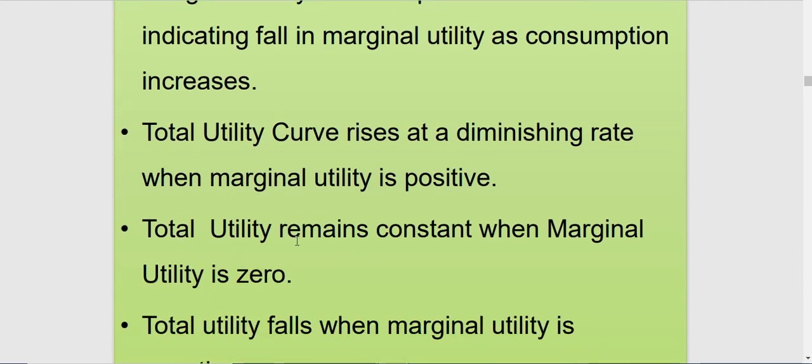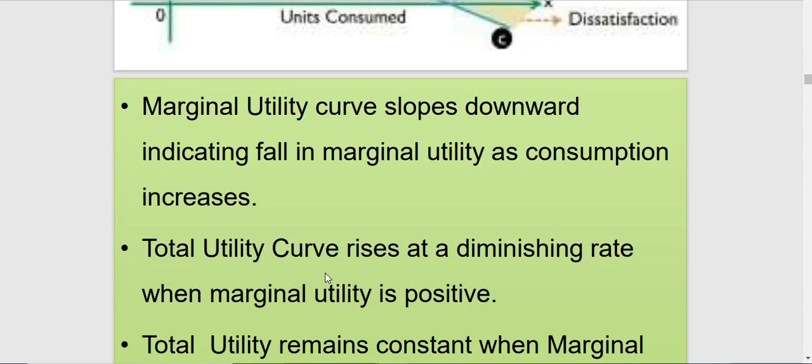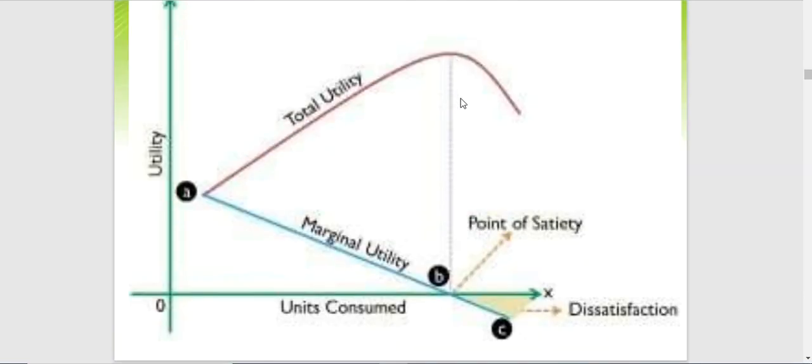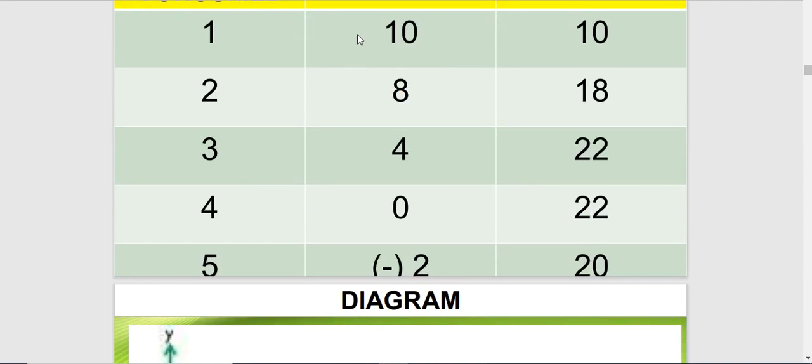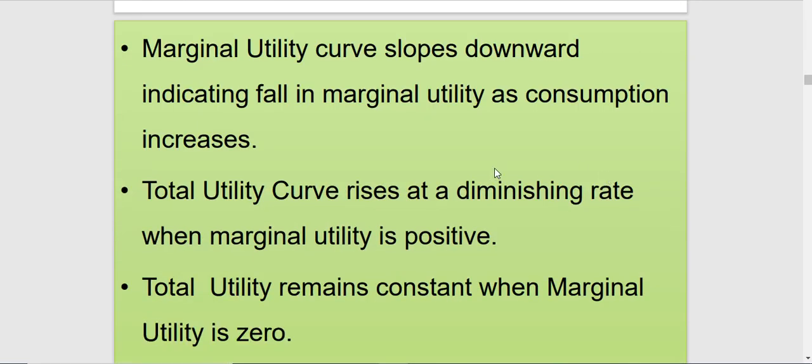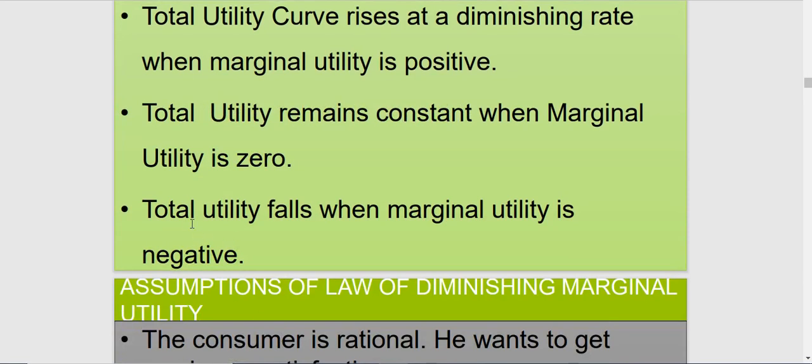Third point, total utility remains constant when marginal utility is 0. Just look at the diagram. Total utility remains constant when marginal utility is 0. This is the point where it is 0. There is no difference between the third apple and the fourth apple. The total utility is at 22 units. The third feature of total utility states that total utility remains constant when marginal utility is 0. And the last one, total utility falls when marginal utility is negative.